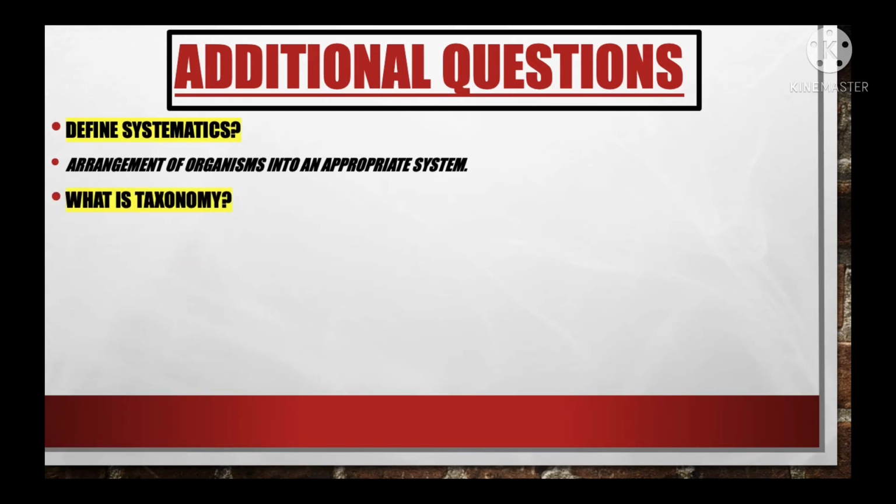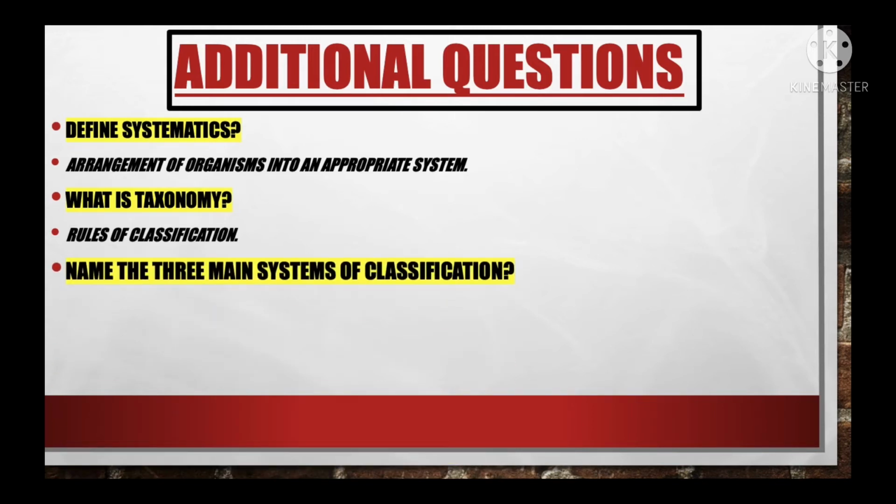What is taxonomy? So, taxonomy is the rules of classification, and taxonomy is the branch of biology that deals with the framing of laws and principles of classifying organisms on the basis of their evolutionary relationship. Now, name the three main systems of classification. So, what are the three main systems of classification? First one is artificial, second is natural, and the third one is phylogenetic.